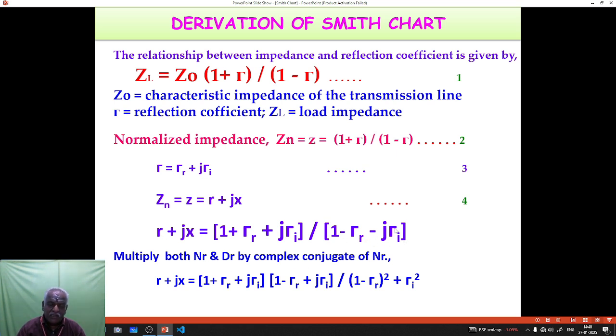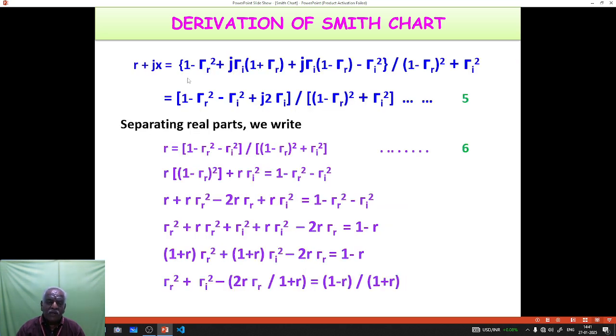Here we are substituting the values in the first equation. Multiplying both numerator and denominator by the complex conjugate of the denominator, we get this equation: r plus jx is equal to (1 plus gamma r plus j gamma i) into (1 minus gamma r plus j gamma i) divided by (1 minus gamma r) the whole squared plus gamma i squared. Now, continuing the simplification, we write this equation.